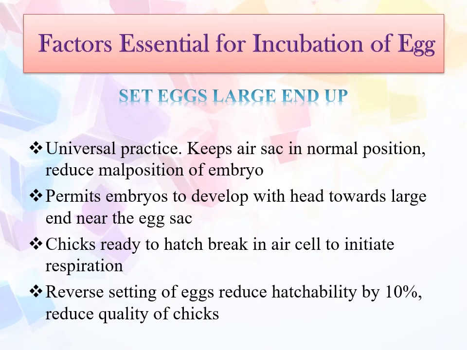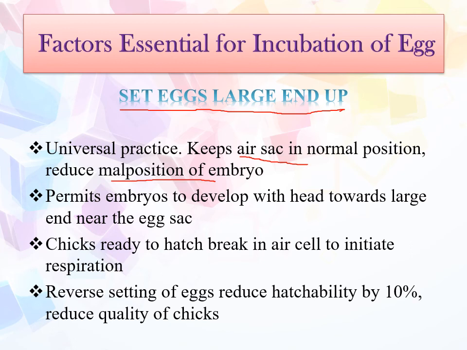Then after temperature, humidity and ventilation, another factor is this: set the egg large end up. So this we have already discussed, that this is the universal practice of putting the chicken egg in the tray in such a way that their larger end will be on the upward side and the narrower end will be on the lower side. It is the universal practice. Keep the air sac in normal position and reduce malposition of embryo.